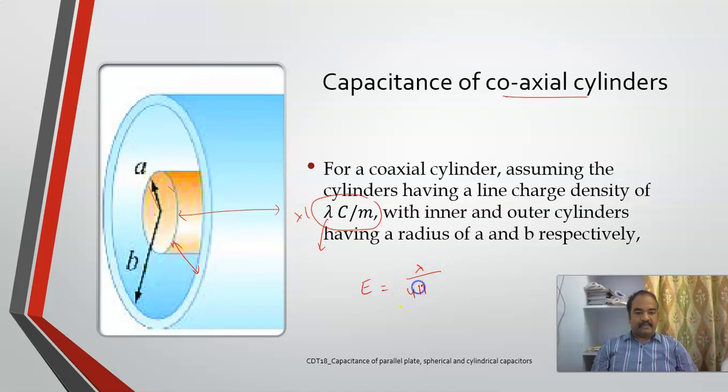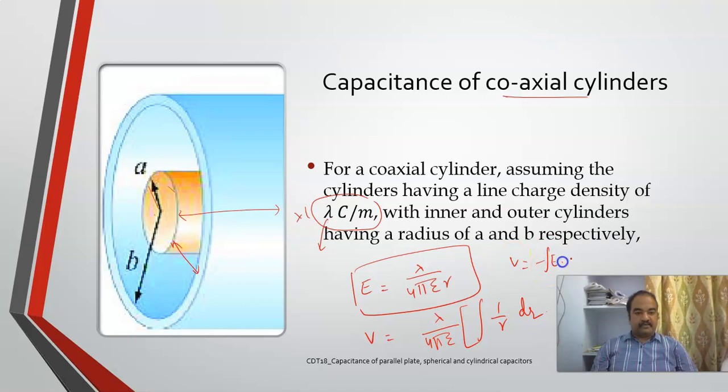It was lambda by 2 pi epsilon r. This was E. So what was V? We have already done that one. It was lambda by 2 pi epsilon integral 1 by r dr, because V is equal to minus integral E dot dr, right? So r was varying from a to b. So for 1 by r, what do we get? The integral is log, right? So our expression was ln b minus ln a, which was ln b by a. This was the expression, right?